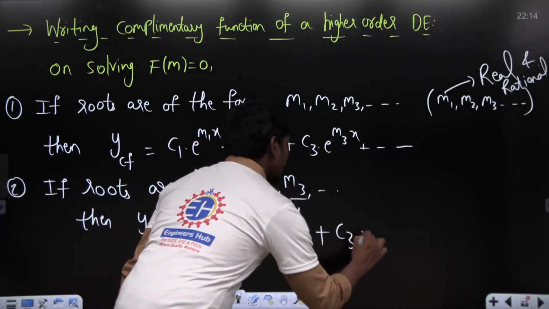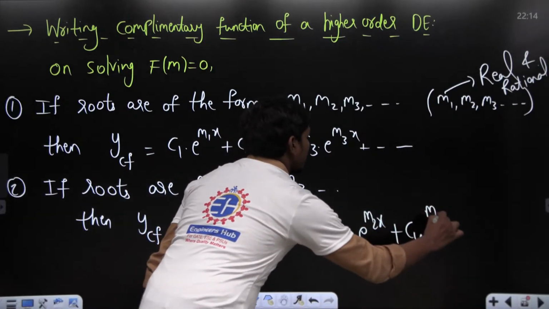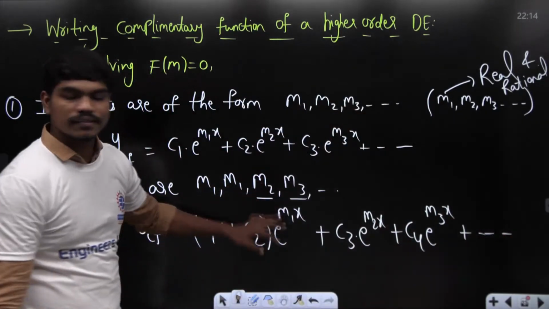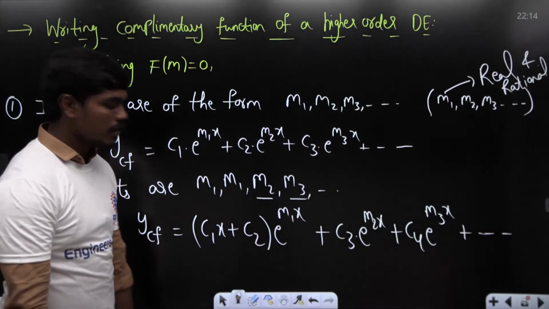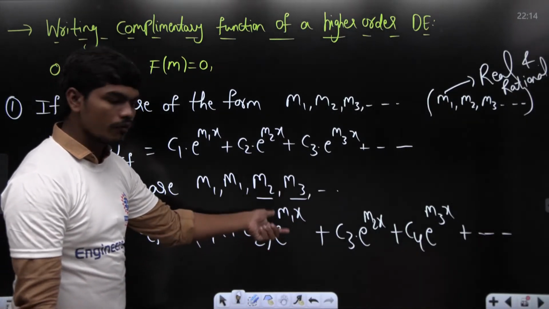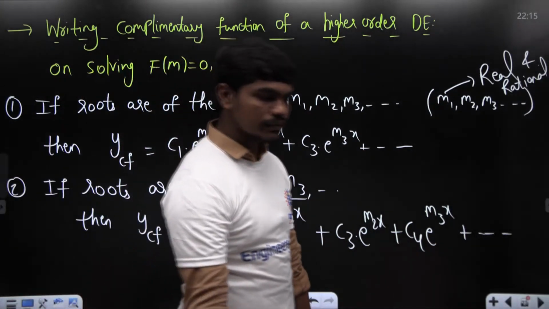So C3 into e power m2x plus C4 into e power m3x and so on. Okay, so clear? If the root is repeated once, do you know how to write the complementary function now? We'll write C1x plus C2 multiplied by this e power m1x here. Now I'll give you one case. Will you write the complementary function for that?